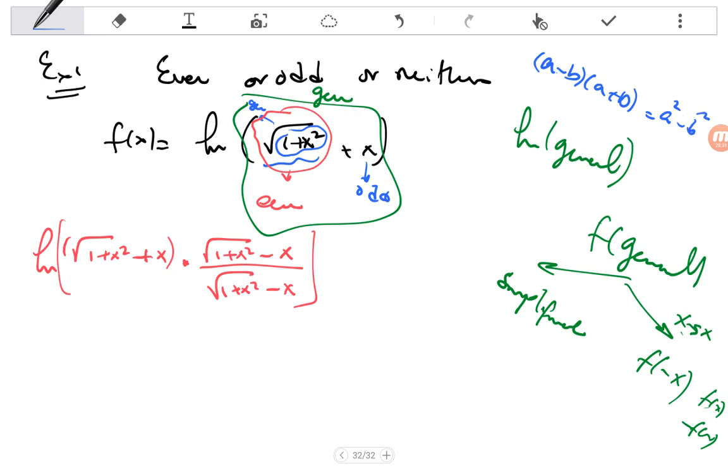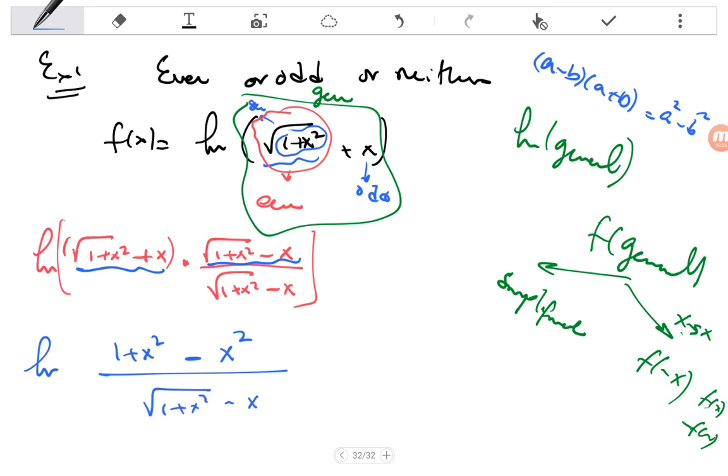It is just the rule of difference of squares. If I multiply this by its conjugate, it will just be the squaring of the first, which is the root, minus the squaring of the second, and the denominator will be as it is, 1 plus x squared minus x.